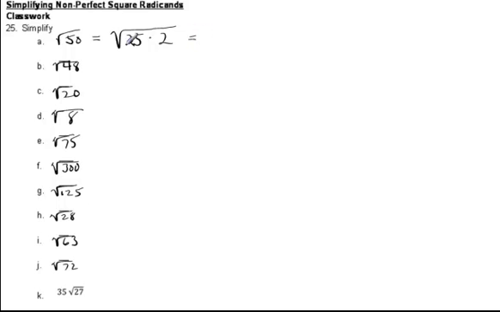Now, I can go ahead and separate them just like I did on the other side. So I'm actually putting these guys in different jail cells. Now, what's the square root of 25? 5. I can't find the square root of 2, so that guy just stays in jail.